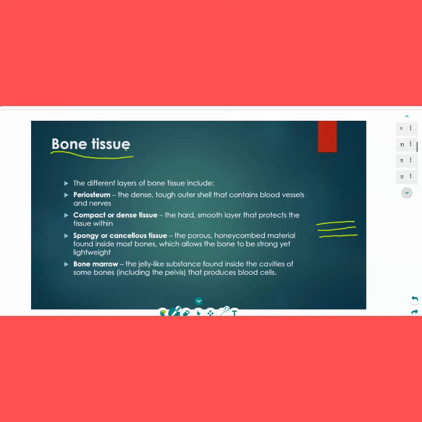Periosteum is the external layer, which is dense and tough. The outermost layer will be somewhat thicker and denser in shape, and somewhat hard also. The outermost one we call the periosteum, and that will be linked with what? Frequently linked with our blood cells.